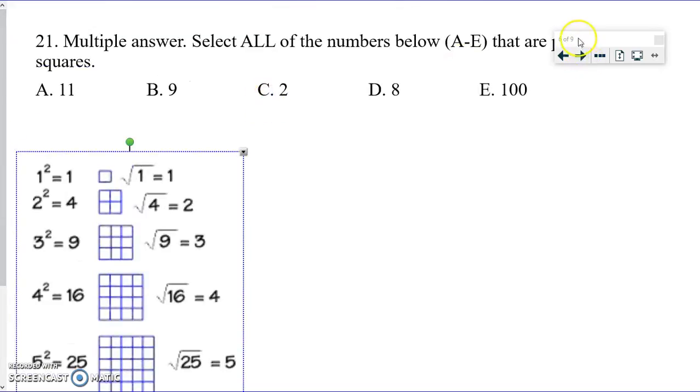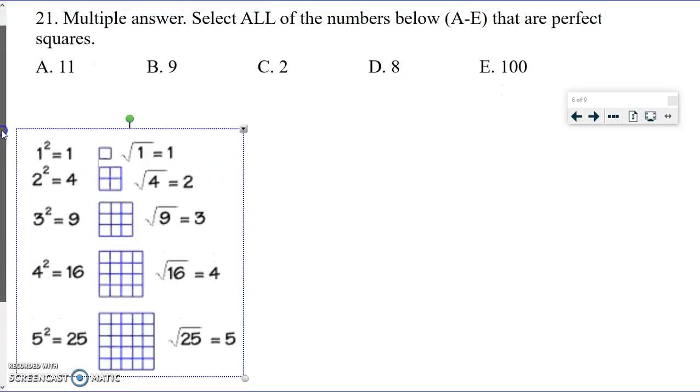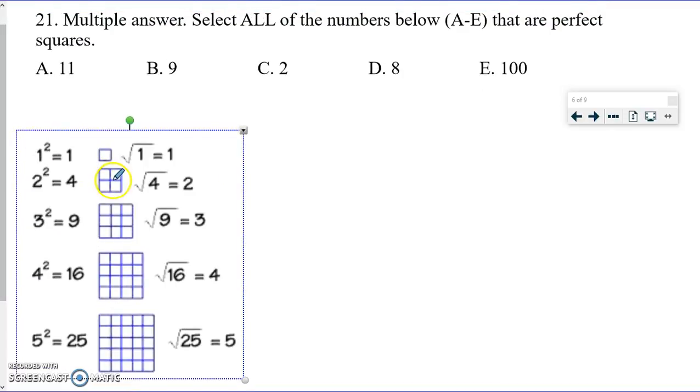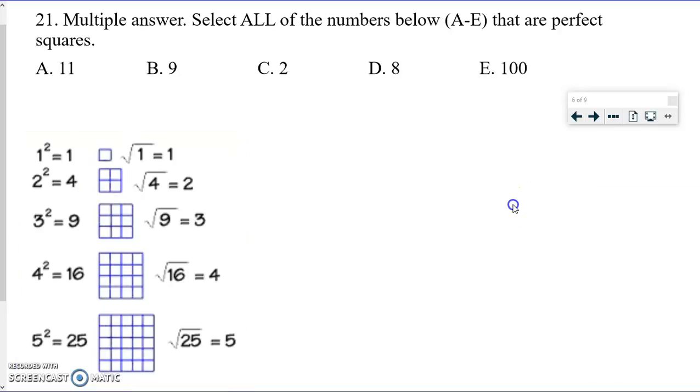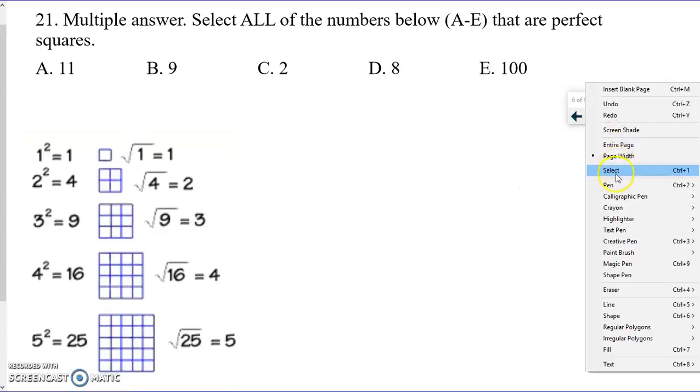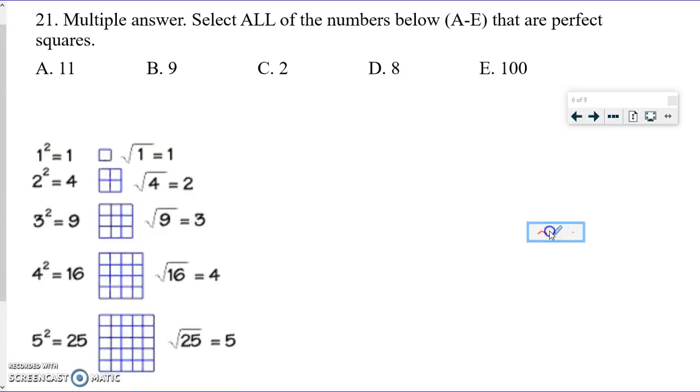All right, so select all of the numbers below that are perfect squares. Perfect squares are numbers that have a square root, which means that a certain number times itself equals that number. Here are some examples. Sometimes you'll see it defined as a number whose square root is the side length of a square, or a number that is equal to the area of a square, something like that.